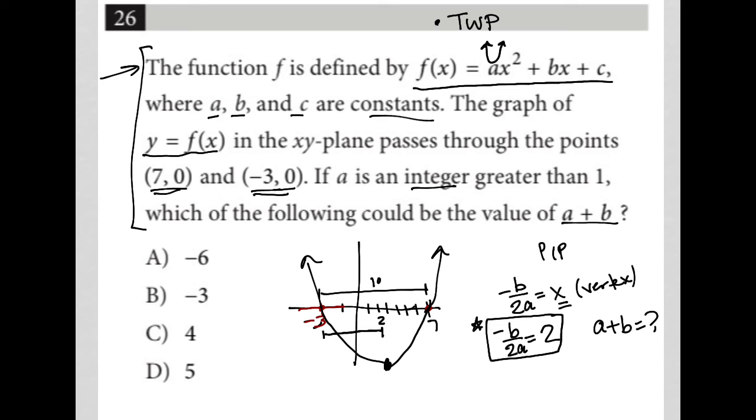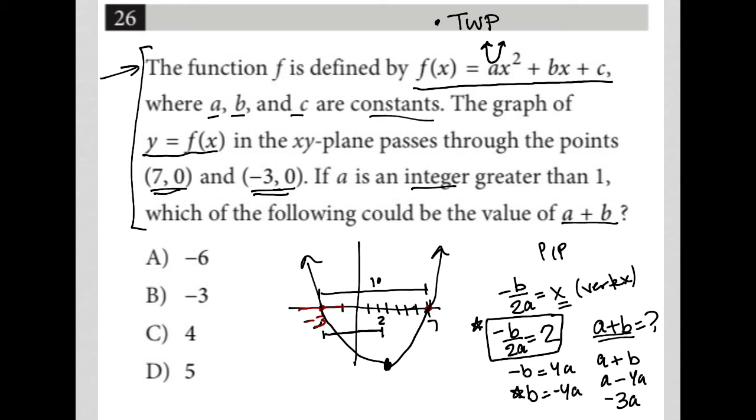Let me simplify this for a. So if I were to multiply both sides of this equation here by 2a, the denominator in the fraction, I get negative b is equal to 4a. I can then divide both sides by 4, and I'd have a is equal to negative b over 4. Actually, you know what? I'm gonna keep it the other way. Actually, I think I see how to answer this question. So negative b equals 4a. So if negative b is 4a, and I'm trying to find a plus b, then b would equal negative 4a, and that means a plus b would be a minus 4a, right? Because again, b is equal to negative 4a. So I'm looking for a minus 4a. Well, a minus 4a is negative 3a.